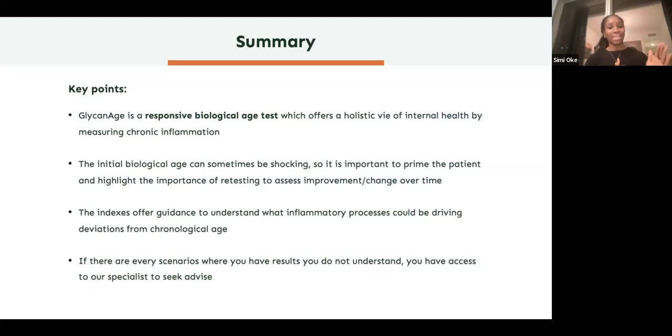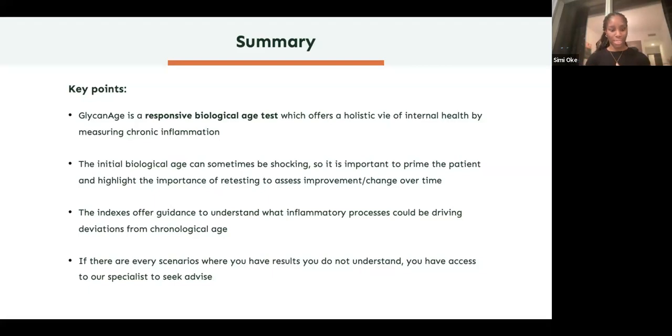And what we've typically lacked is an effective biomarker to track that change, because most of the things that we look at in traditional medicine are changing when a lot of the disease is already done. By looking at a molecular biomarker, we're seeing those changes happen a lot earlier than with traditional blood markers. The initial biological age that you get with GlycanAge can sometimes be a bit surprising. So it's important to prime the patient and highlight the importance of retesting to assess improvement and change over time. And the indexes are there to offer guidance to understand what inflammatory processes could be driving these deviations from their chronological age.